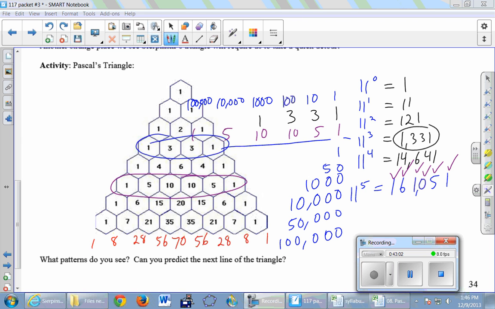Okay, next thing I want you guys to do is I want you to add up all the numbers in any row. So for example, 1 plus 2 plus 1 is 4. Go through all the rows, including the one that you made up at the bottom, and find out what the sum is.